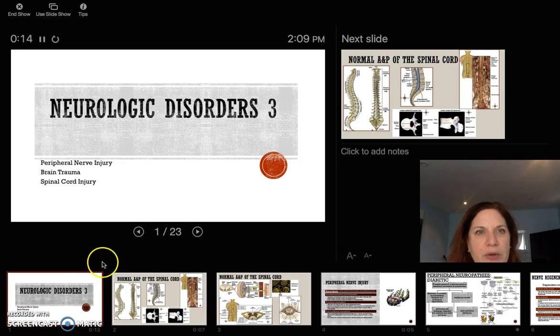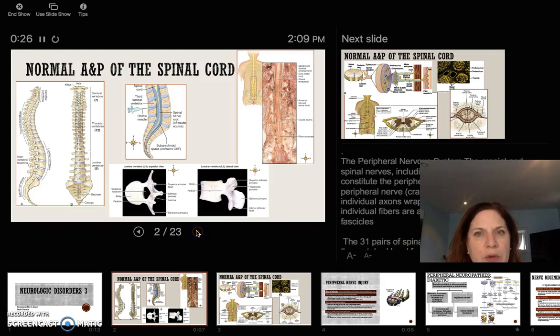We're going to be talking about neurological disorders 3 from a few weeks ago, focusing on peripheral nerve injury, brain trauma, and spinal cord injury. I'm going to advance the slides as I speak about them. So first of all, normal A&P of the spinal cord.